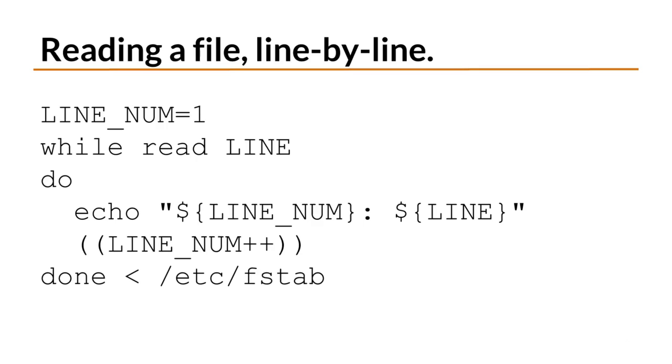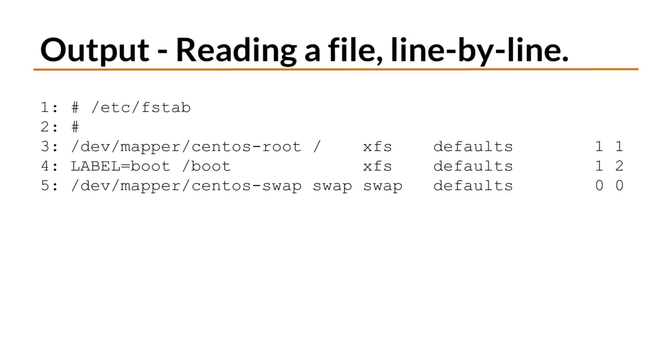This example loops through the /etc/fstab file line by line, printing the line number followed by the actual line. We use a variable to keep track of the line numbers and increment it as we loop through the file. Here is some sample output from running that script. You'll see the line number followed by the actual contents of the line from the /etc/fstab. In this example, the fstab is 5 lines long.